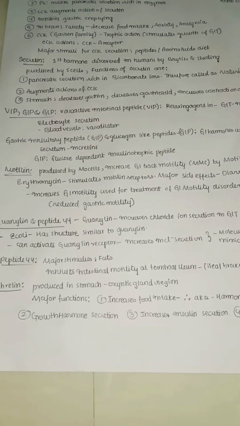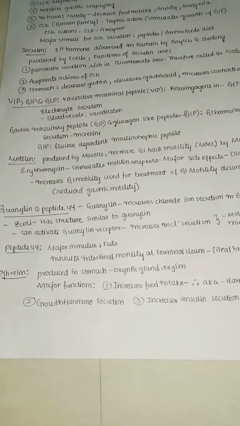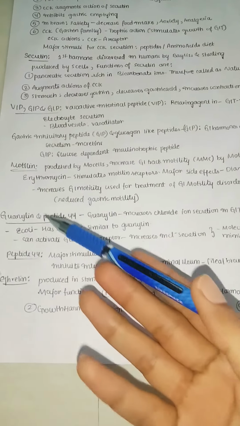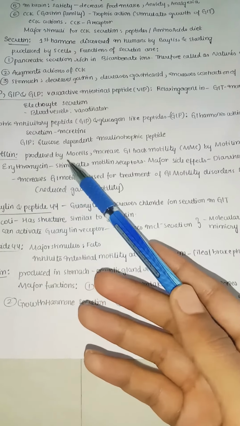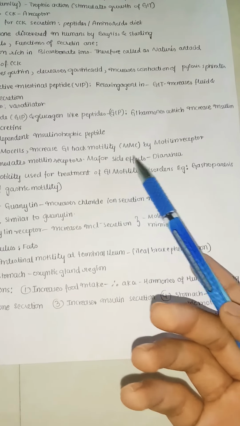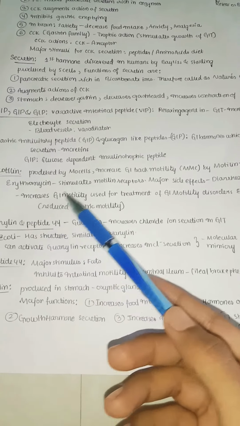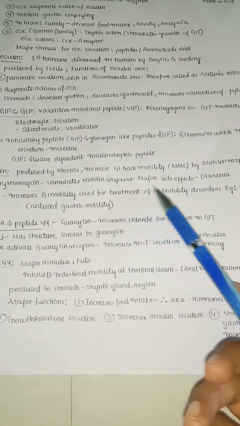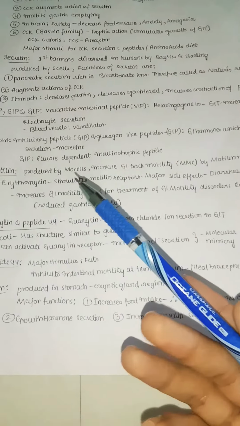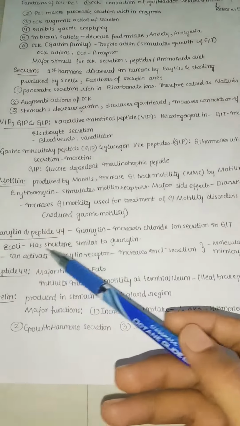Next, coming to motilin. So we have completed the family of gastrin and secretin. Now we are going to see the other remaining hormones like motilin, guanylin, peptide YY, and ghrelin. So let's start with motilin. Motilin is produced by M cells and increases GI tract motility, called MMC, via the motilin receptor. Erythromycin actually stimulates these motilin receptors. So the major side effect is diarrhea. More motility means of course more excretion of feces. So erythromycin gives a side effect of diarrhea by acting on this motilin receptor.